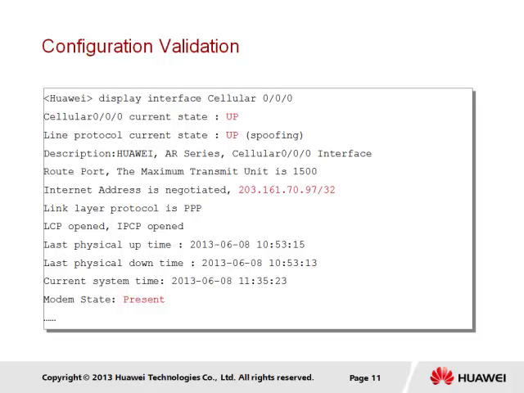We should find that the state is considered up and that an IP address has been negotiated, which we can see here as the address 203.161.70.97/32. The modem state will be used to determine whether a 3G modem has been connected to the 3G cellular interface module, and where connected will show as present.